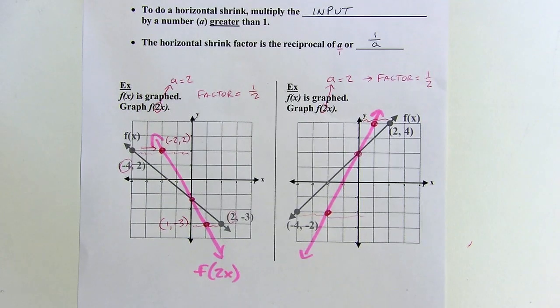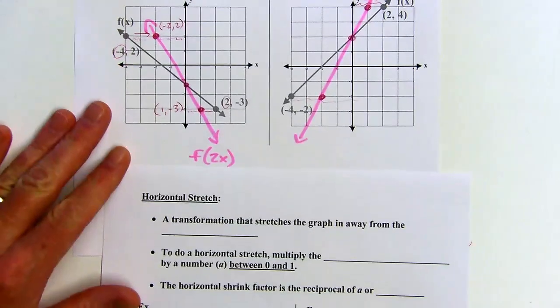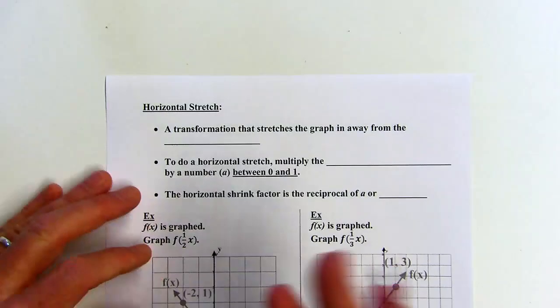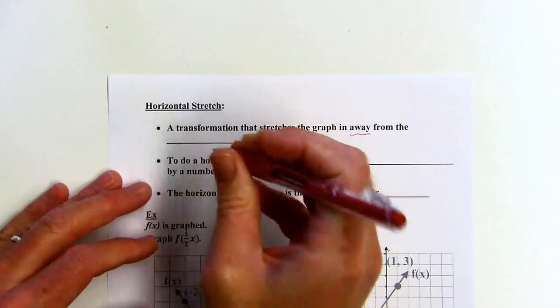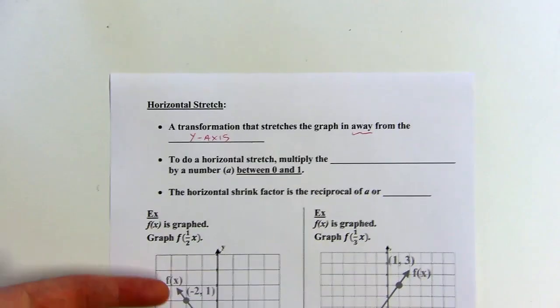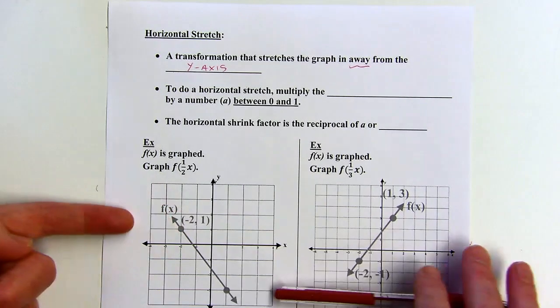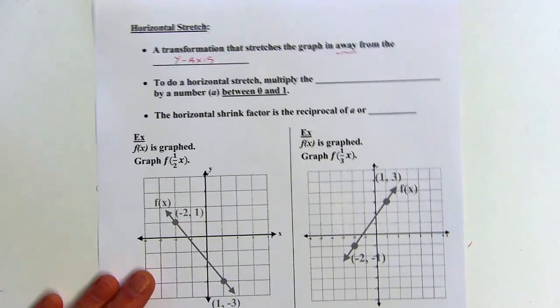All right, so let's do some horizontal stretches then. A horizontal stretch means that my points will be moving away from the y-axis. Okay, so with the shrink, they're moving in towards the y-axis. With the stretch, these points are going to move out away from the y-axis.